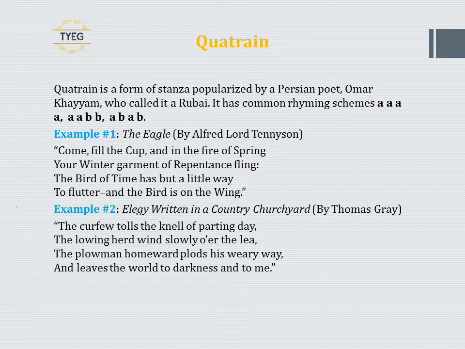Example number 2, Elegy Written in a Country Churchyard, by Thomas Gray. The curfew tolls the knell of parting day, the lowing herd winds slowly o'er the lea, the ploughman homeward plods his weary way, and leaves the world to darkness and to me.